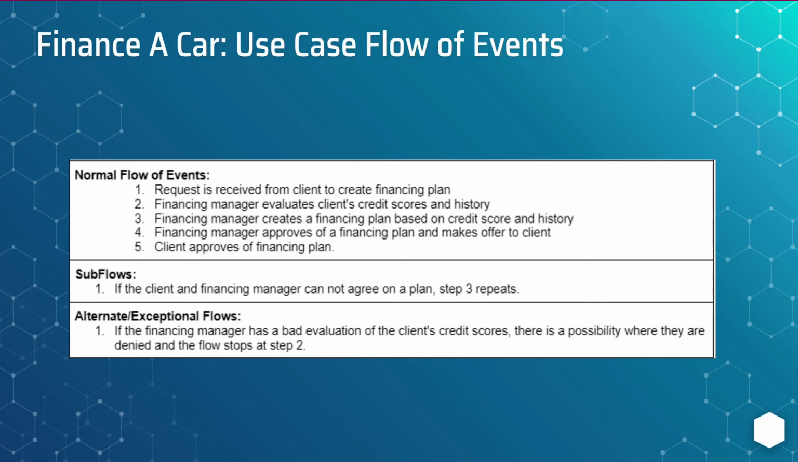And then the last step would be for the client to approve of the financial plan. Under subflows, if the client and the financing manager cannot agree on a plan and both parties don't approve, then step 3 repeats and goes down the flow of events again. Under alternate flows, if the financial manager has a bad evaluation of the client's credit scores, there's a possibility where the client is denied a financial plan and then the flow stops at step 2.